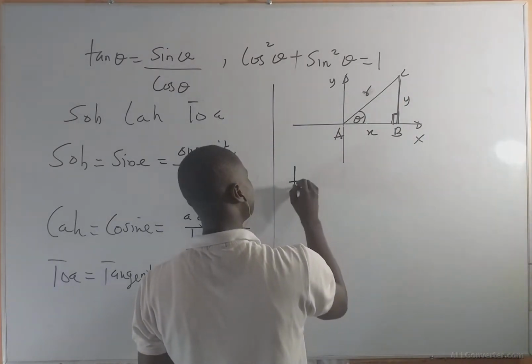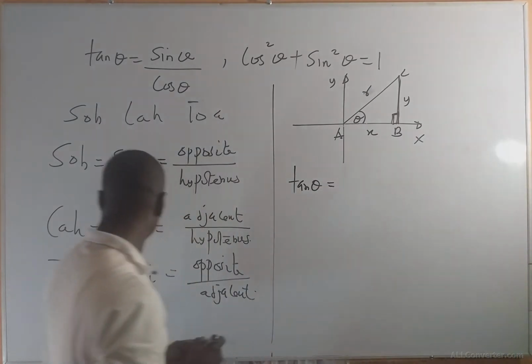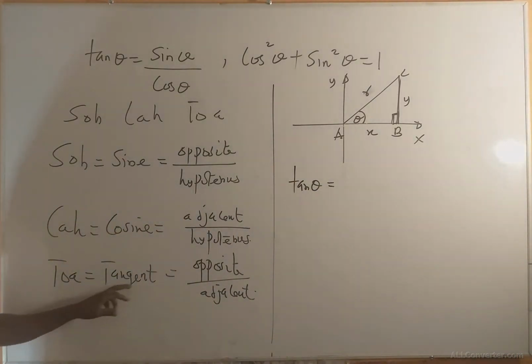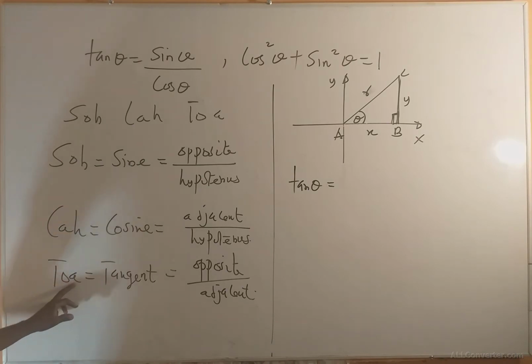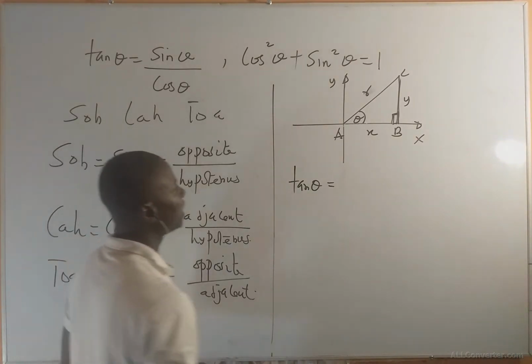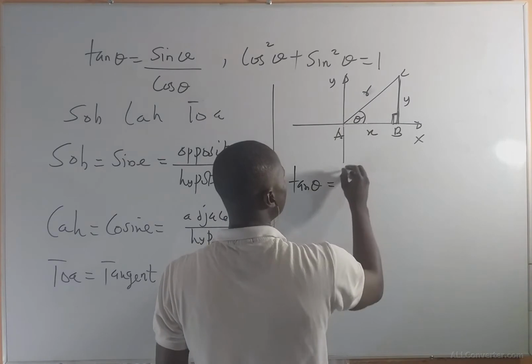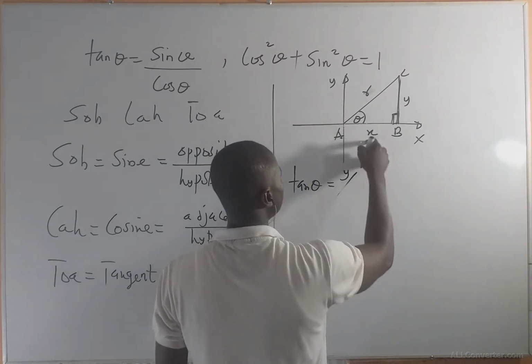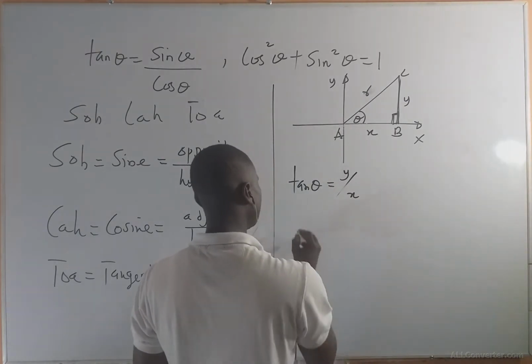So when we say tan theta, tan is tangent, TOA. That's opposite over adjacent. The opposite to the angle theta is Y, and the adjacent to the angle theta is X. So tan theta is Y over X.